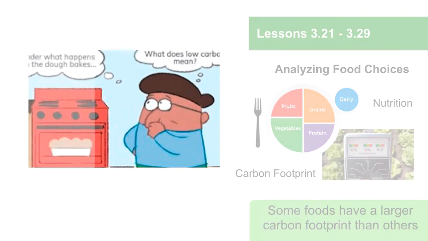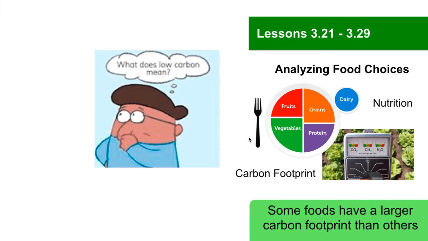We end up by analyzing our food choices. We have to consider our own nutrition, of course, but students also discover that some foods have a larger carbon footprint than others. They track their own eating habits and then create a low-carbon recipe to improve the health of their own bodies and that of the planet.